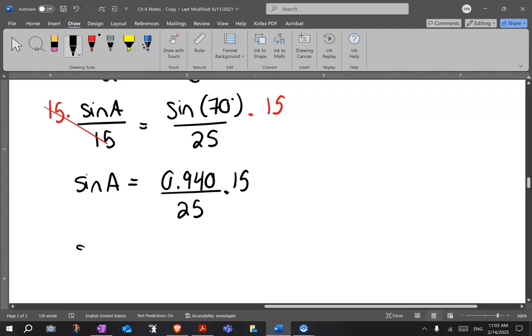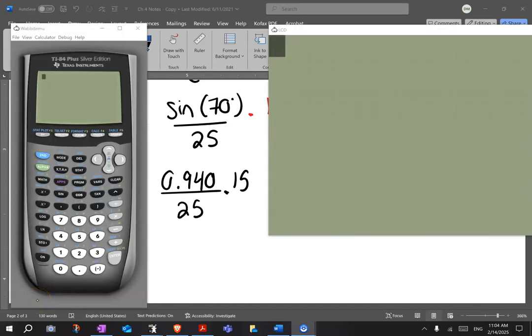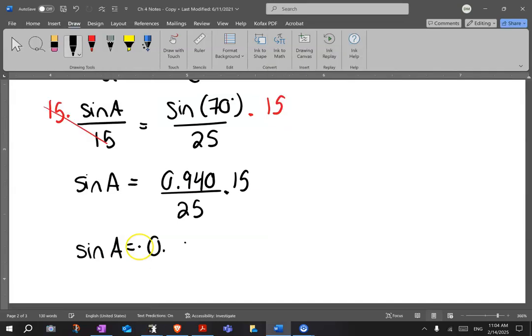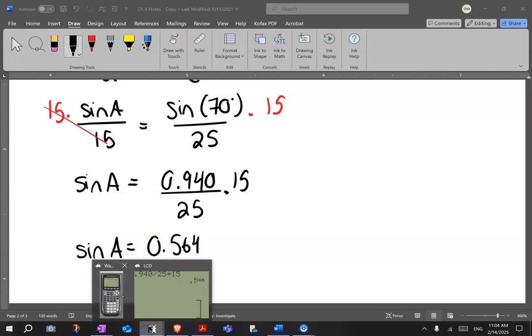Now I guess I could figure out what this is, and I will use a calculator. So here it is, 0.940 divided by 25 times 15. What is that? 0.564. Now your calculator can actually do this.